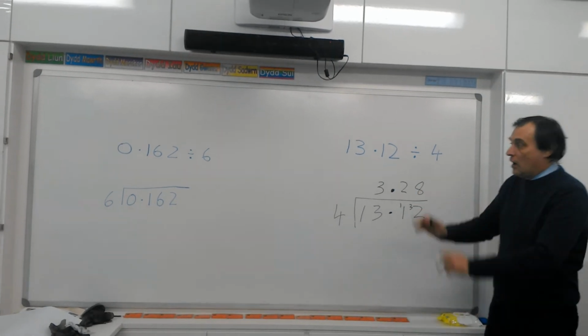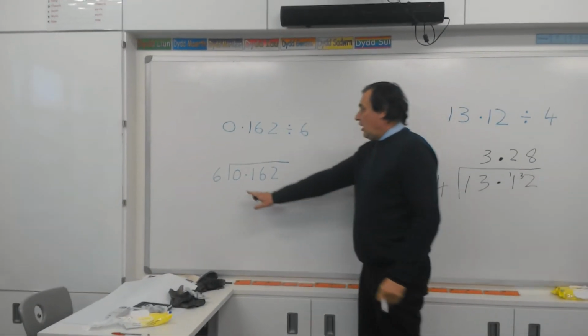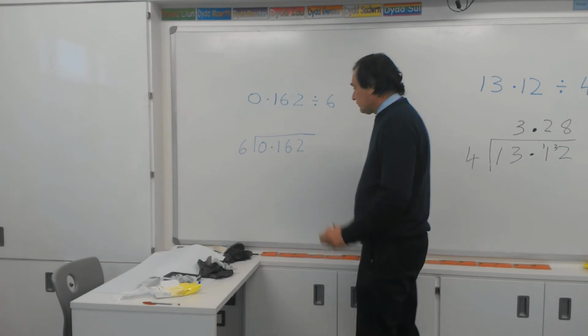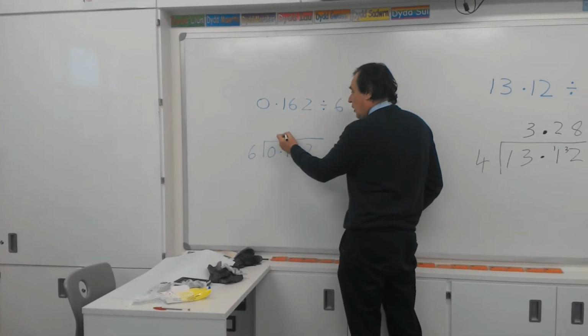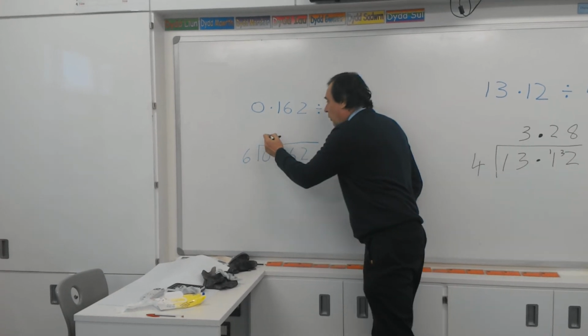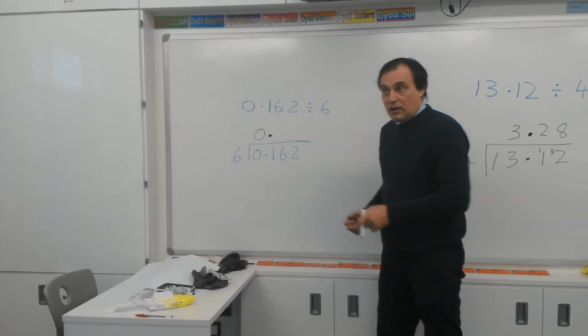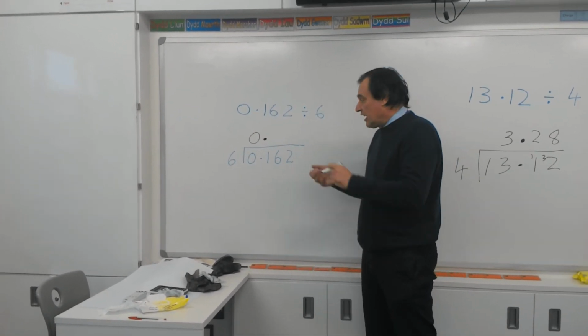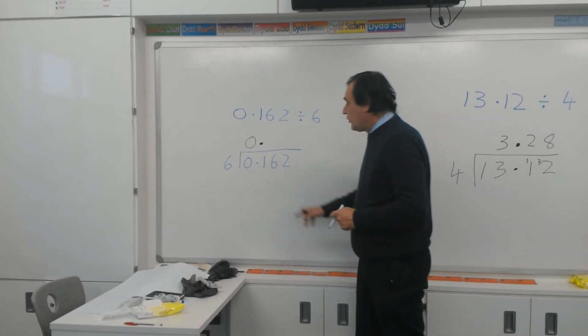Okay, let's just do one more. Now this one, we start off with 0 point something. So when we're dividing, not only can we put our decimal point in here, we can also put a 0 point in, because if you're dividing a number that begins with 0 point, it's going to get smaller and smaller anyway. So we'll have a go here.